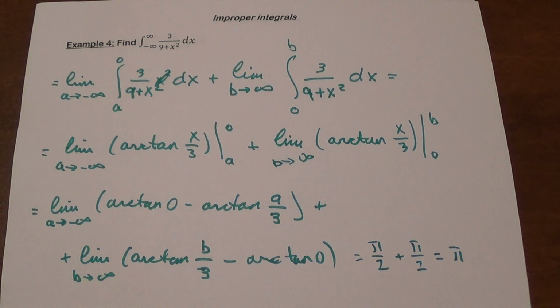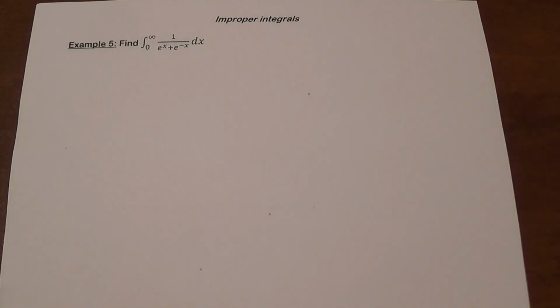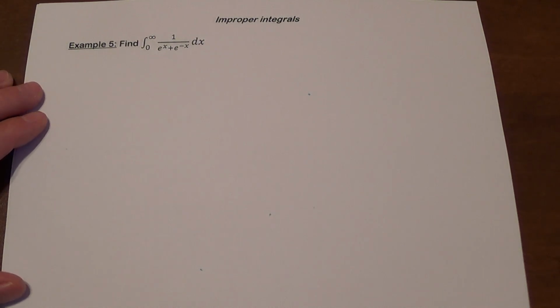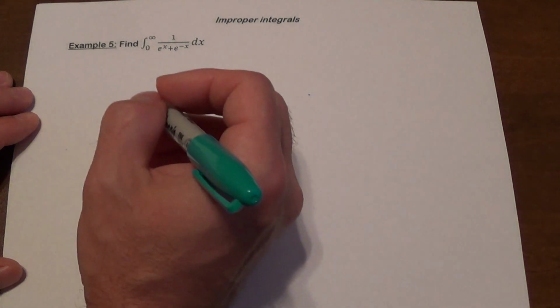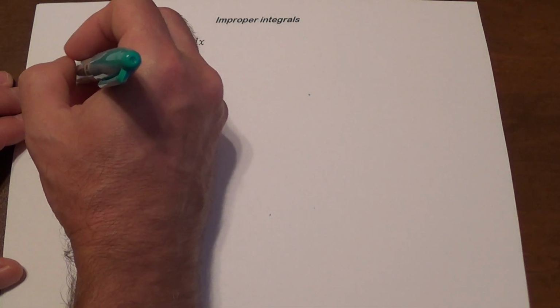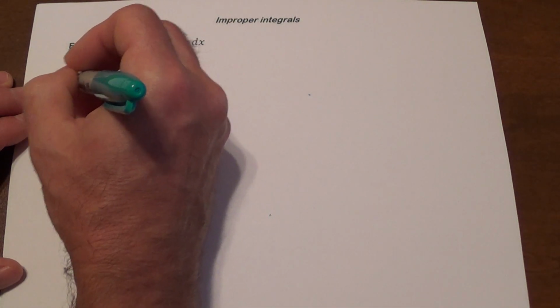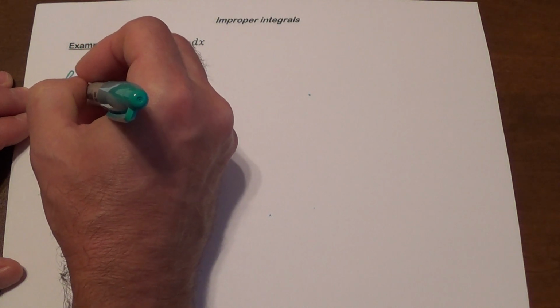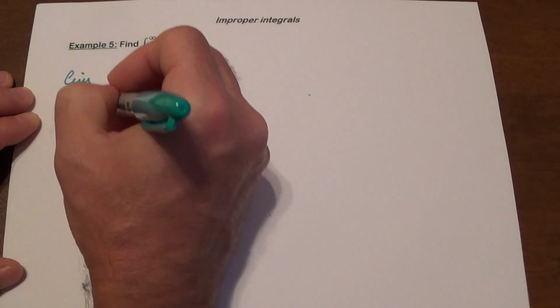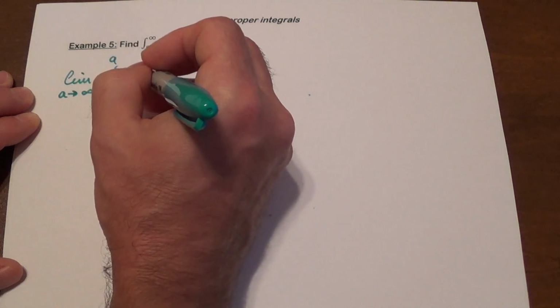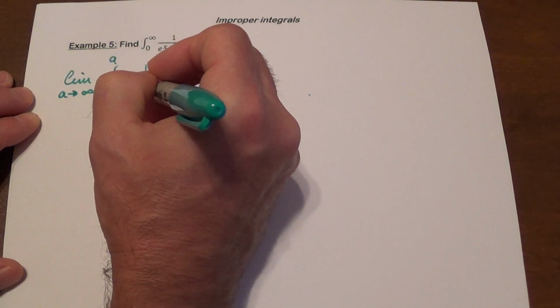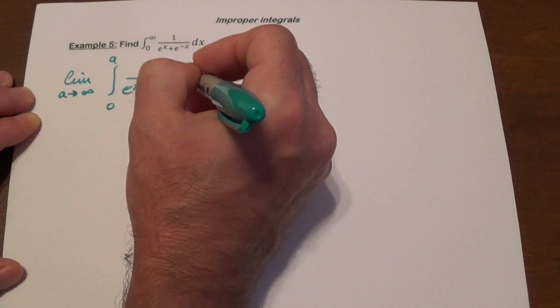Okay, moving on. This one requires you to use u-substitution, and it's also improper. So the first thing we are going to do is rewrite that with limits: the limit as a approaches infinity of the integral from 0 to a of 1 over e to the x plus e to the negative x dx.